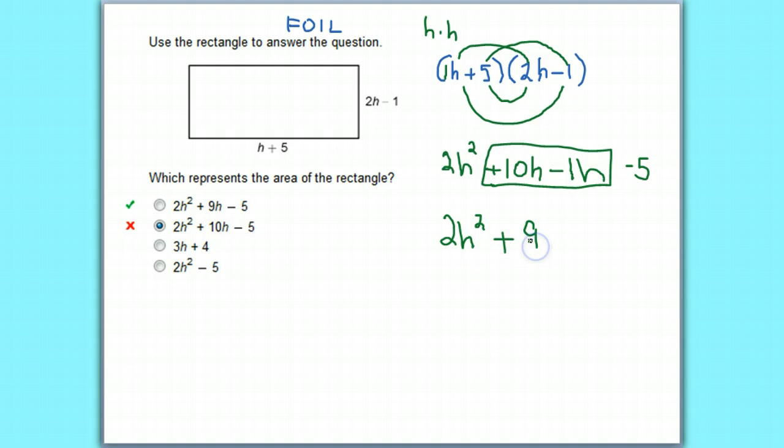And then remember, if you're adding or subtracting, you just leave the h as h. The h is what tells you it's a like term. You don't do anything with it. You just look for the same letters and exponents. And then that is your answer there.